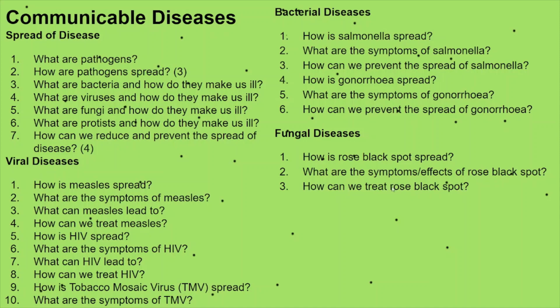And gardeners can treat rose black spot. We can use fungicides, so just liquids that kill fungi, or we can destroy the affected leaves, so pick them off and destroy them so that the fungus doesn't spread to any other rose plants.